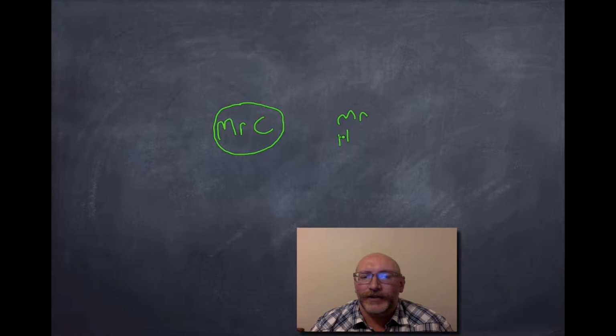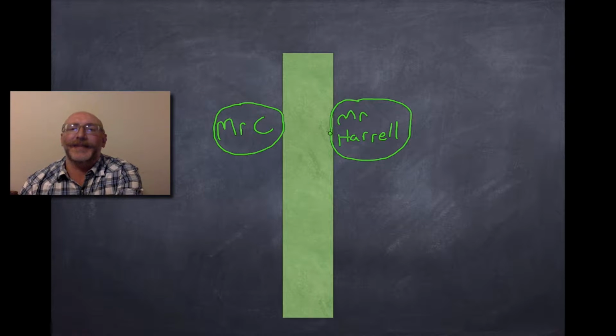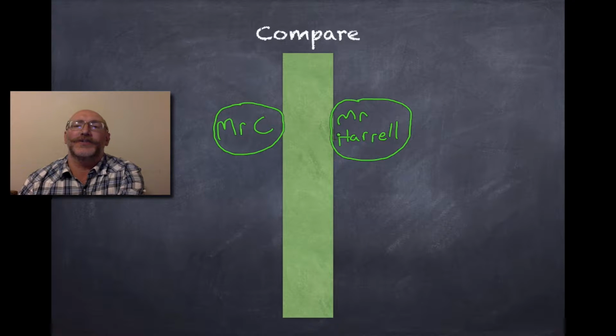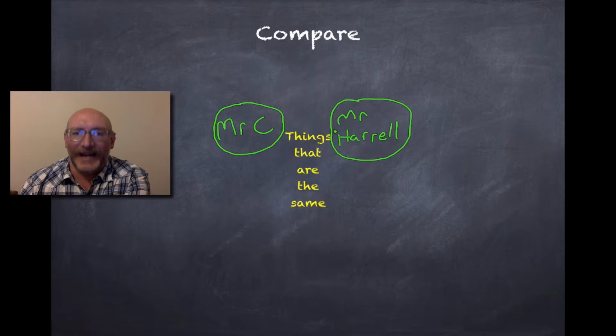So, Mr. Harold, make a bubble around it. And notice how the two are not touching. There's a reason for that. In that space in the middle, we are going to compare. That means find things that are the same.